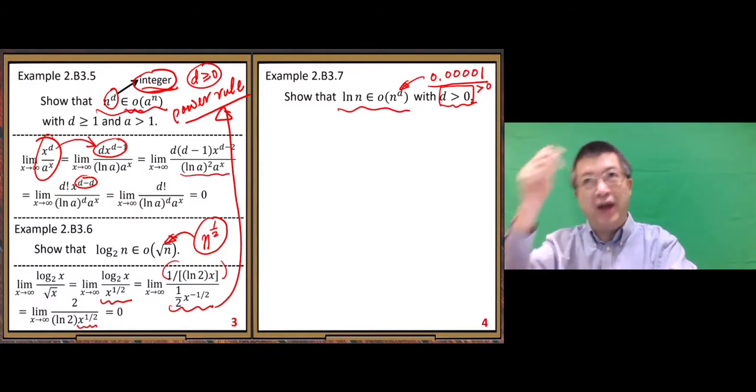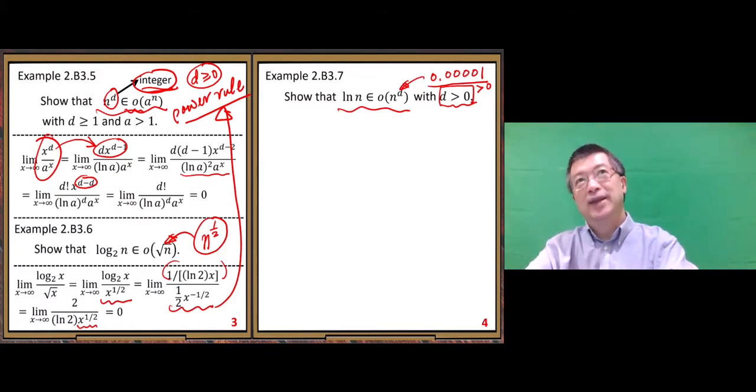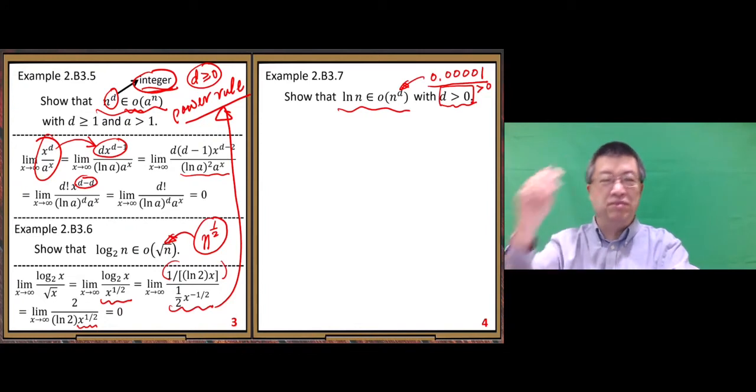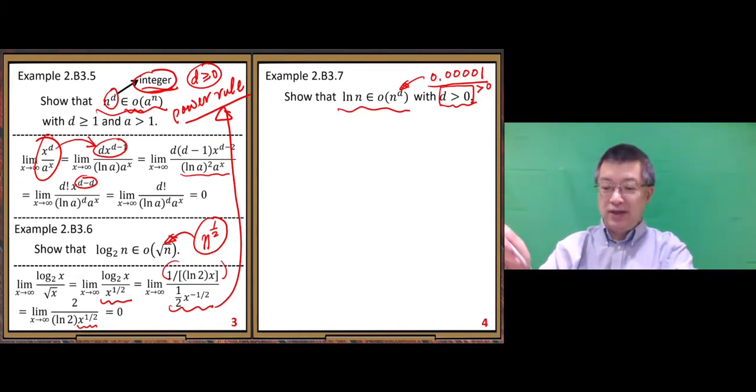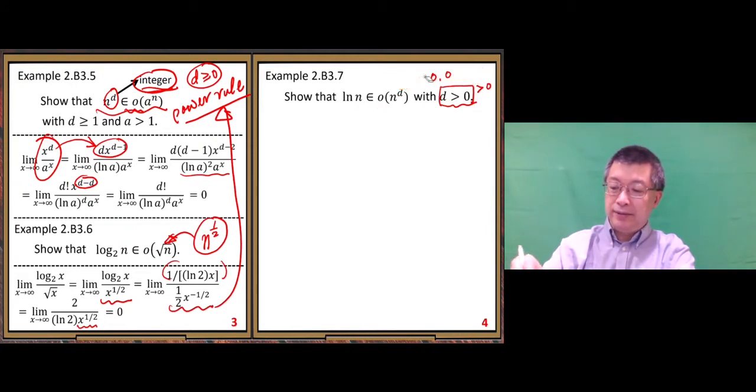So we want to prove that. It looks hard to believe, right? Maybe it's hard to believe, but it is true. We can prove it mathematically. So let's do it now.